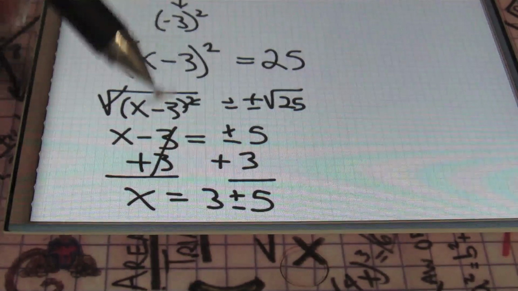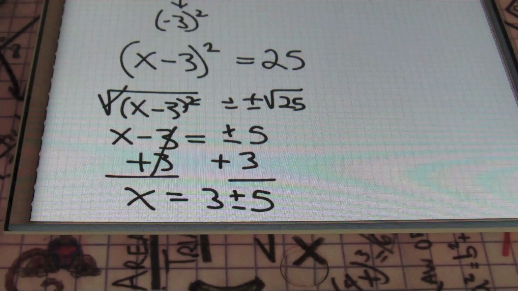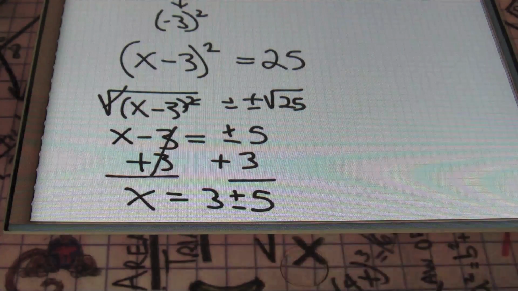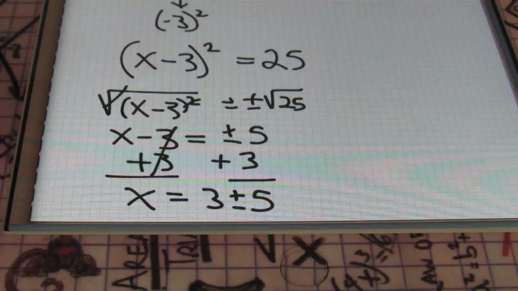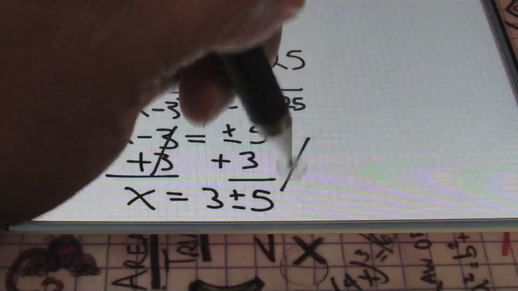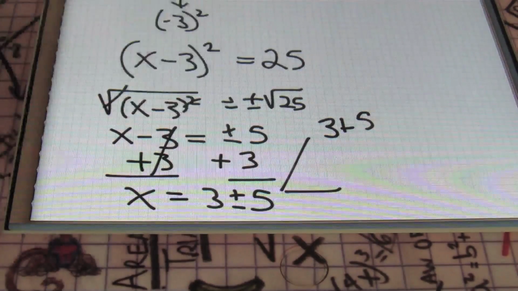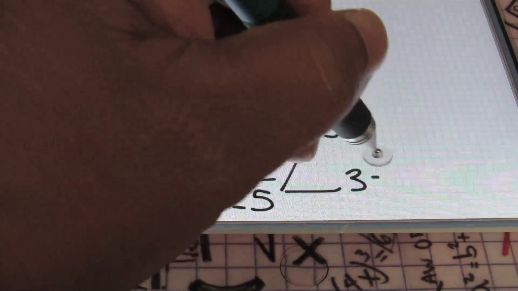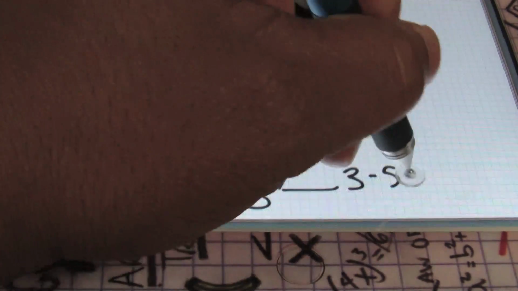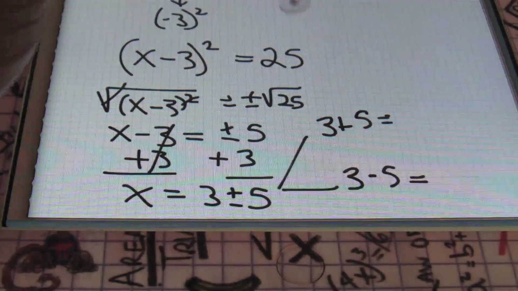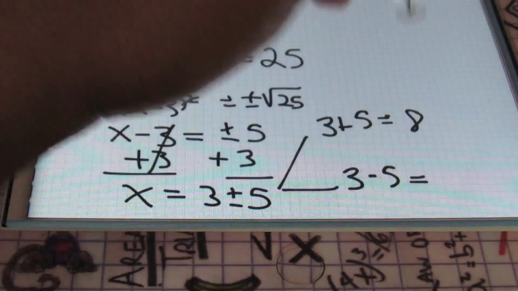Now, ladies and gentlemen, what does this plus or minus mean? Okay, it simply means, ladies and gentlemen, that you have two options for possible solutions, and that is the following. You'll have a solution that may be 3 plus 5, and you'll also have a solution that may be 3 minus 5. So you'll want to, of course, simplify this. And so this 3 plus 5 equals 8, and the 3 minus 5 equals negative 2.